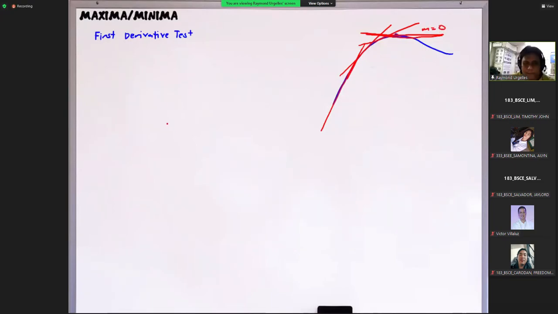So kaya yung first derivative test natin, ang ginagawa natin dyan is we get the derivative of f, diba? So let's say we are given a function. Okay? So let's say you are given some function y. So let y is equal to f of x. So basically what we do is we get y prime or we get dy dx, diba? Or yung f prime of x. Okay? So then i-equate natin sa 0, diba?